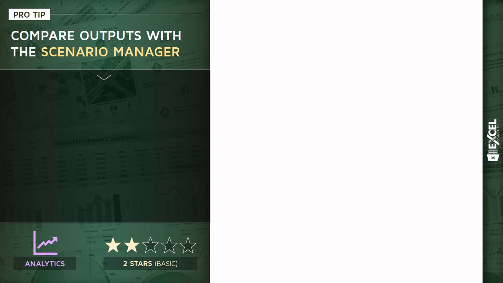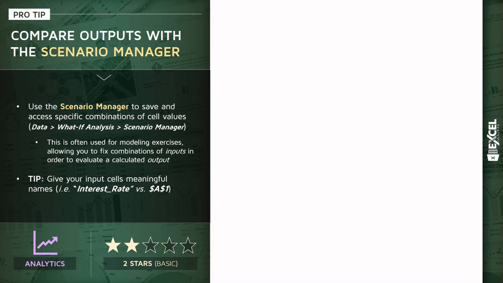All right, let's take a few minutes and talk about Excel's Scenario Manager tool, and specifically how this tool can be used to quickly compare different model outputs. So the Scenario Manager, which you'll find in your Data tab under the What-If Analysis options, essentially allows you to save and quickly access specific combinations of preset cell values. So let me show you an example here.